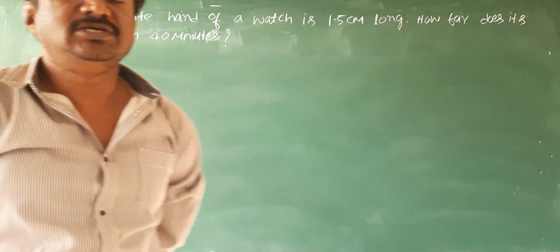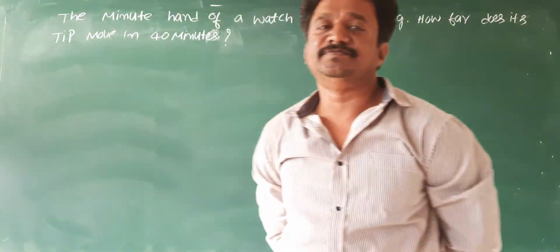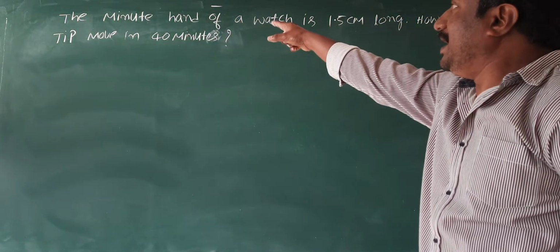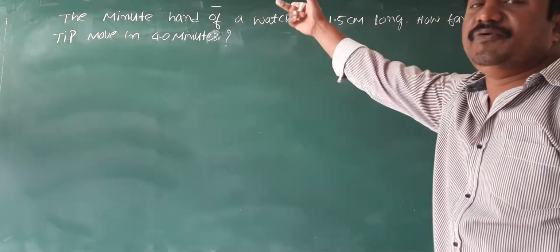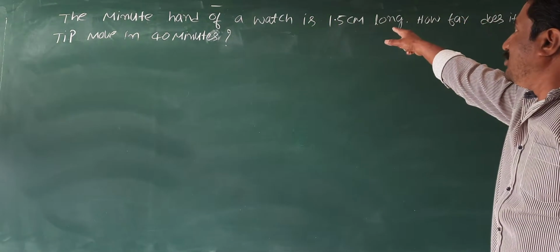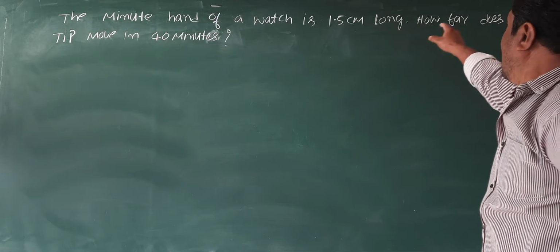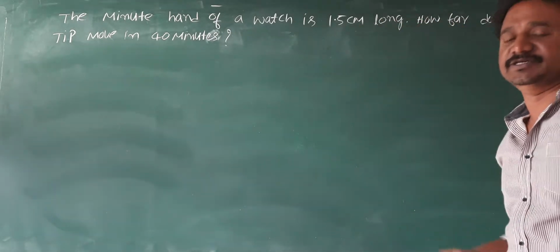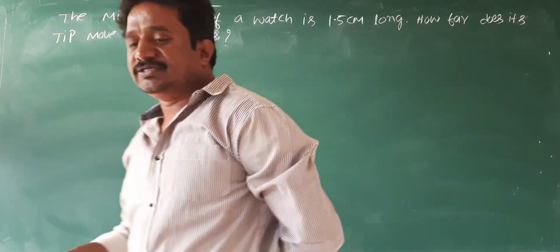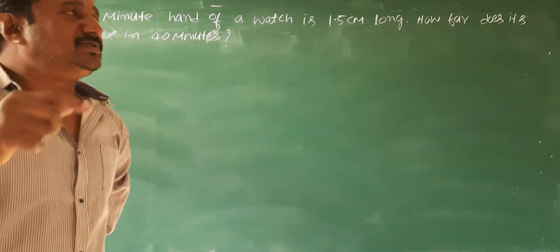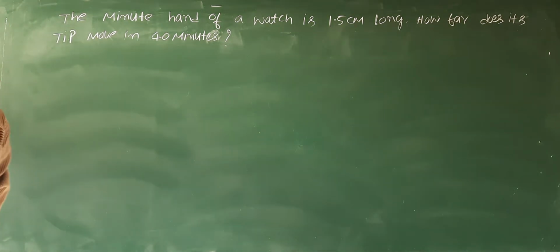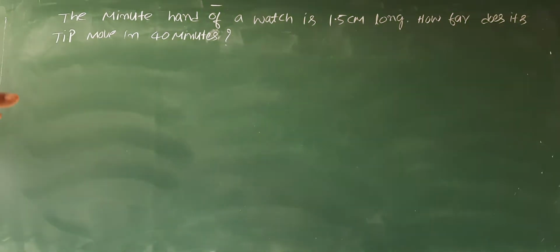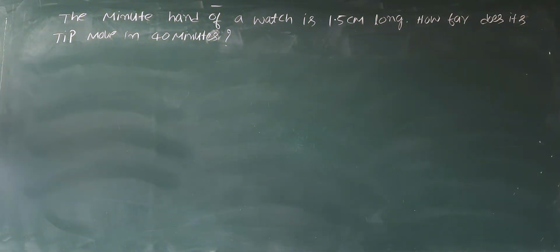Students, this is 40th maths class. Look at one more simple question on the board. The minute hand of a clock is 1.5 centimeter long. How far does its tip move in 40 minutes? So right here it is asked to find out the distance traveled by the tip of the minute hand in 40 minutes.